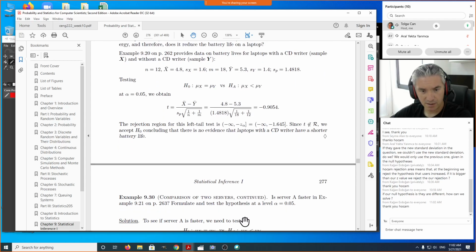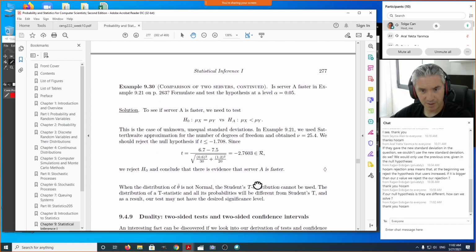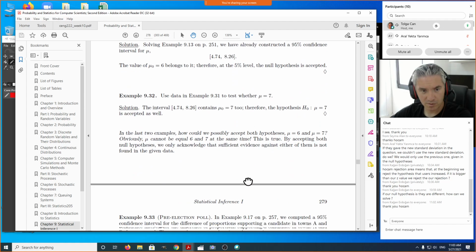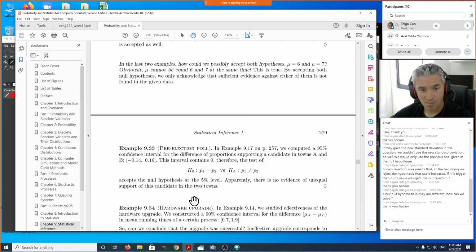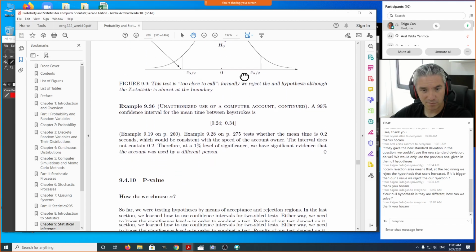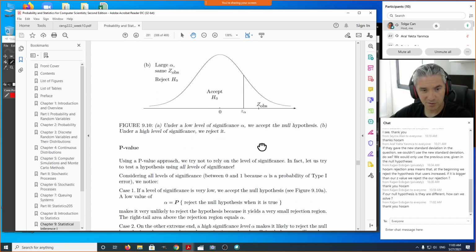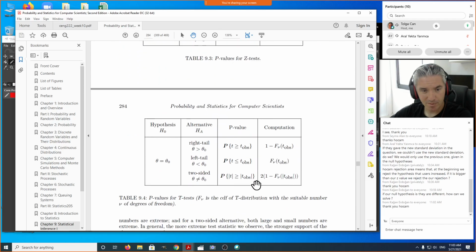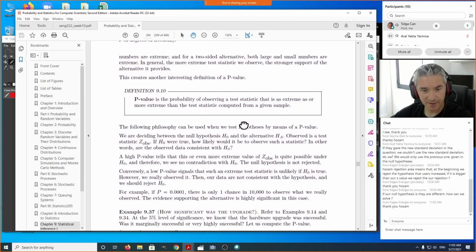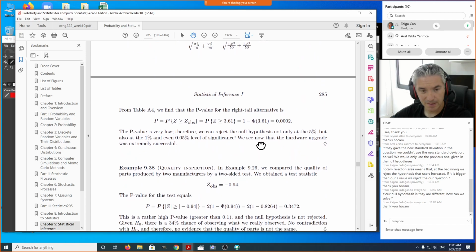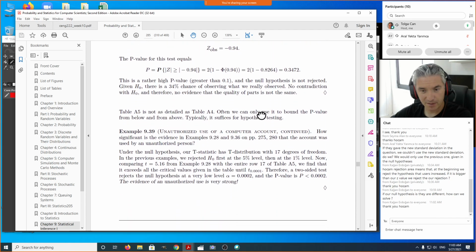This is still the mean. I think there was something about some elections, some example. Let me see. This is not that one. Yeah, pre-election poll. Oh, this is actually just about the duality of confidence intervals. So let me find an example. Maybe it's with this p-value. Not here. Maybe I can just take a look at an exercise at the end. This is still the means, quality inspection. This is the p-value. Yeah, let's take it.